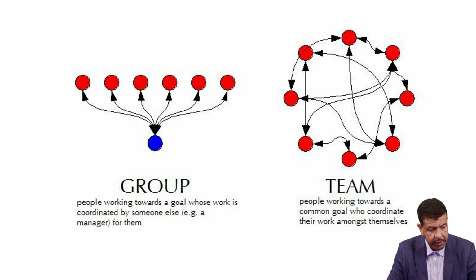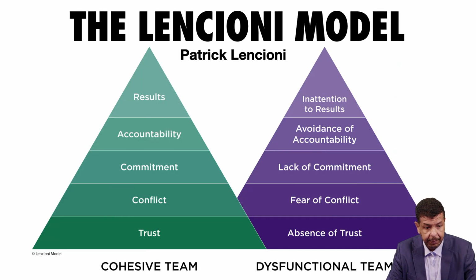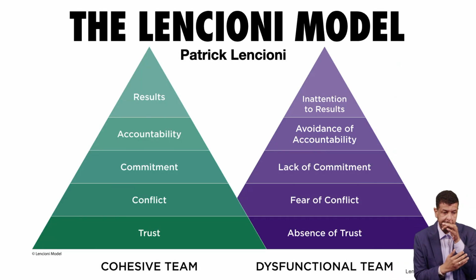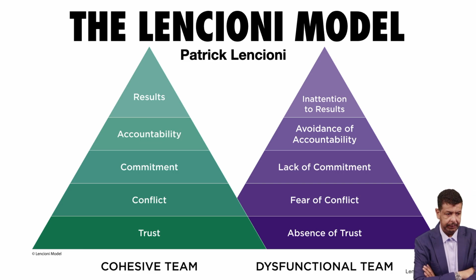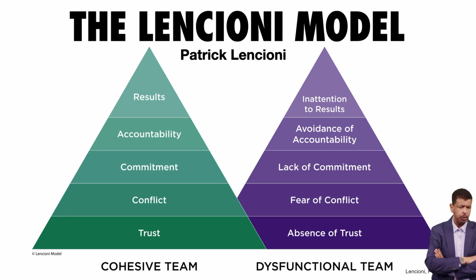And we need to know what makes teams functional and what makes teams dysfunctional. This is a slide from the book, The Five Dysfunctions of a Team, written by Patrick. In the dysfunctional team, you'll find absence of trust, fear of conflict, lack of commitment, avoidance of accountability, and inattention to results.